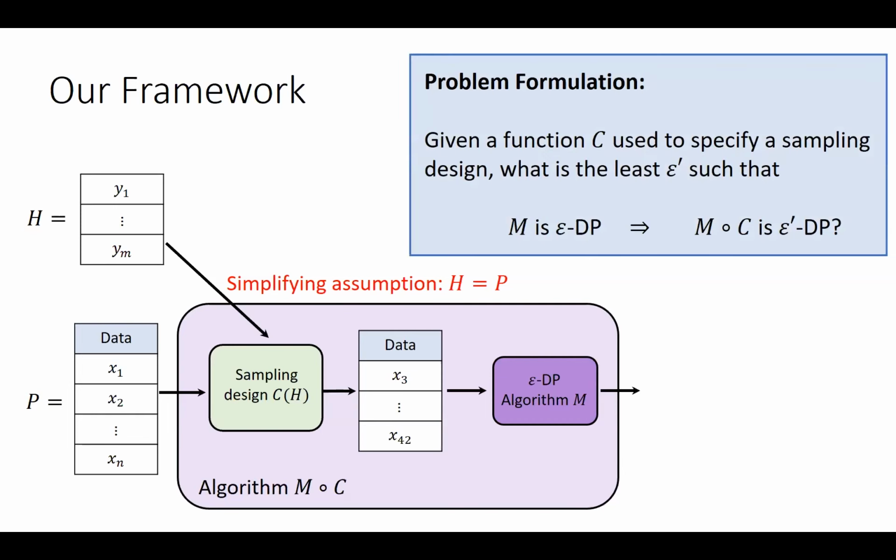The problem formulation is as follows. Given this function C that tells you how to sample records from P, and a starting epsilon differentially private algorithm M, what's the best epsilon prime differential privacy guarantee that you can prove for this resulting end-to-end process? Okay, and here I want to emphasize that I'm looking at worst case epsilon prime over mechanisms M. So I want to analyze this for the worst possible epsilon DP algorithms M.